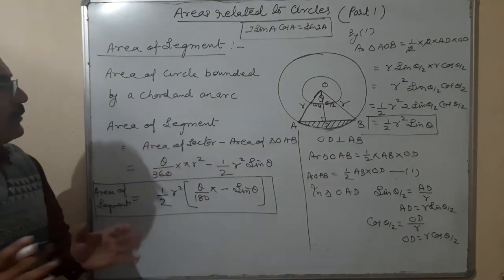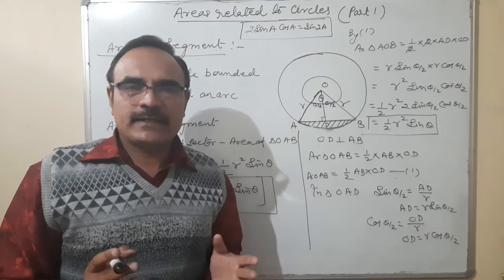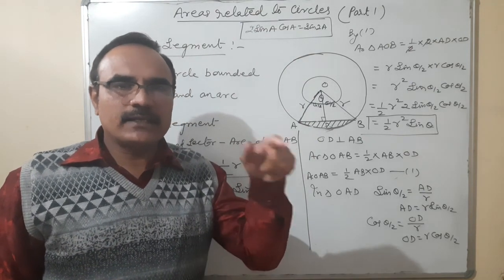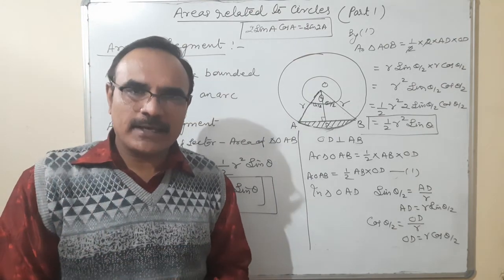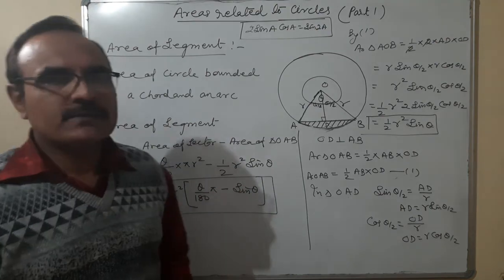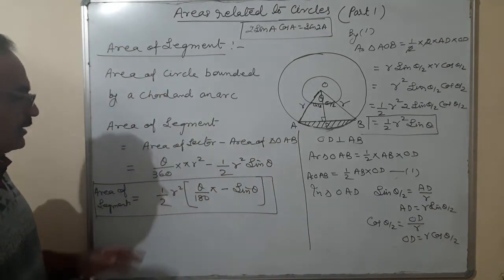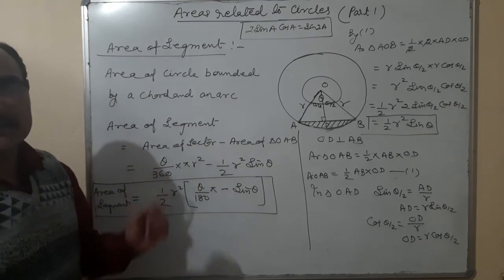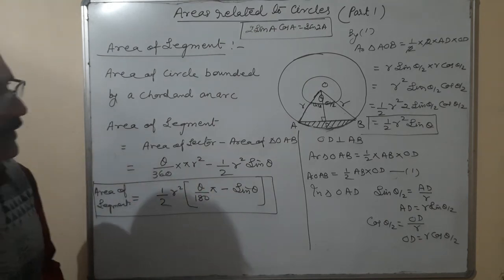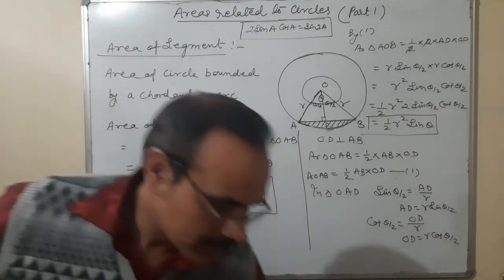So you will remember two formulae. One is area of sector. If the angle is theta, then what is the formula? Theta upon 360 pi R square. Second is area of segment. Area of segment is equal to area of sector minus area of triangle. Or you can remember this: 1 upon 2 R square, theta upon 180 pi minus sin theta. So these are the two formulae which would be used in next exercise.